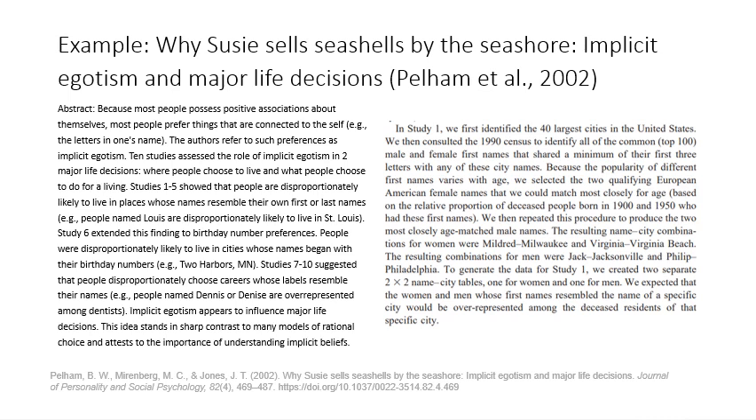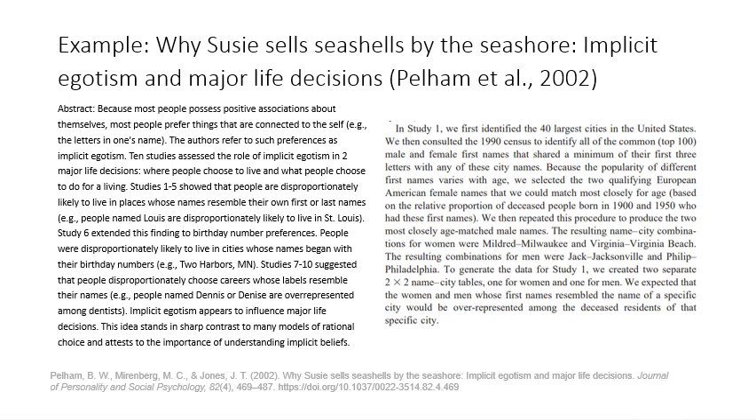And the last study, they extended this to birthday number preferences. People were disproportionately likely to live in cities whose names began with their birthday numbers, like Two Harbors, Minnesota, if their birthday's on the 2nd. And then they choose careers whose labels resemble their names, like people named Dennis or Denise are overrepresented among dentists. This seems to be a type of implicit egotism and contrasts with models of rational choice. So this is a funny little study, and let's look at how they did it.